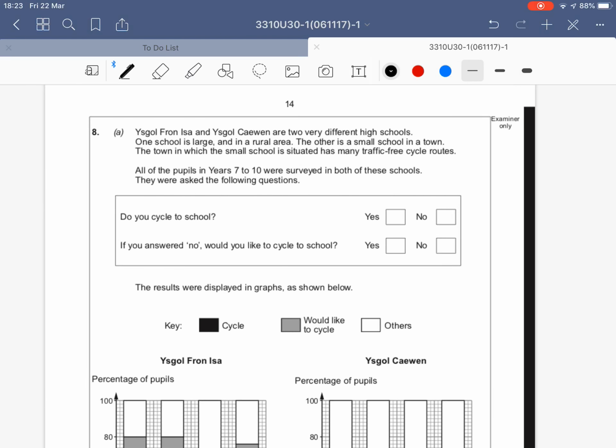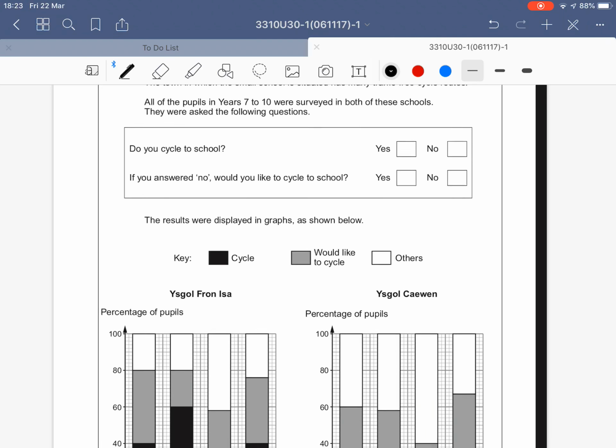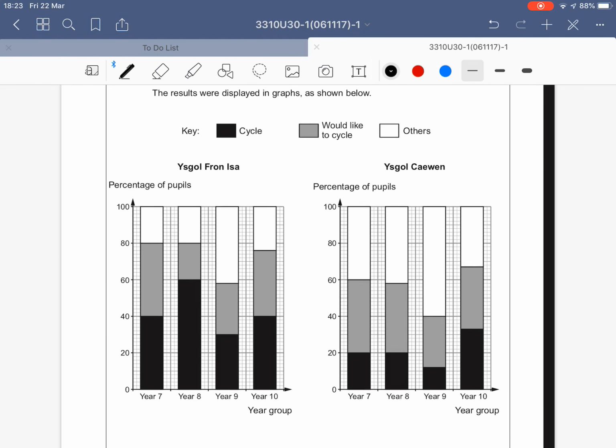Right, question 7. Ysgol Isa and Ysgol Caerwen are 2 very different high schools. One school is large and is in a rural area. The other is a small school in a town. The town in which the small school is situated has many traffic-free cycle routes. So all the pupils in year 7 to 9 were surveyed in both of these schools. They were asked the following questions. Do you cycle to school? Yes or no? If you answered no, would you like to cycle to school? Yes or no? So the results are displayed in the graph shown below.